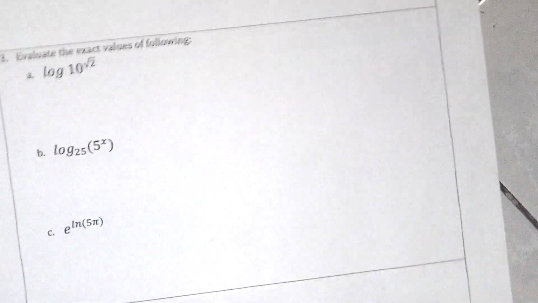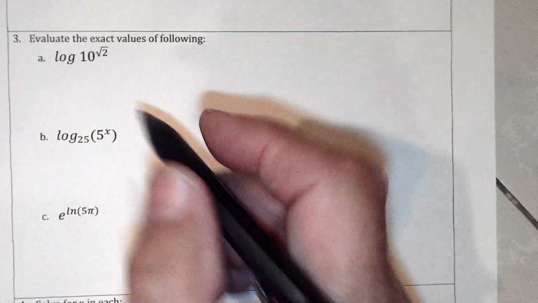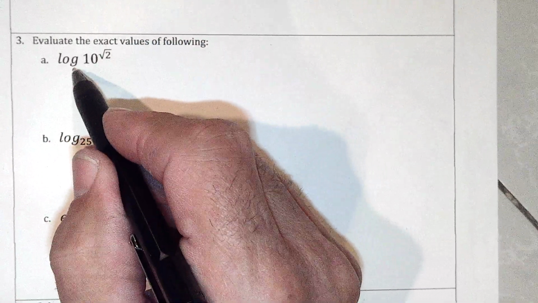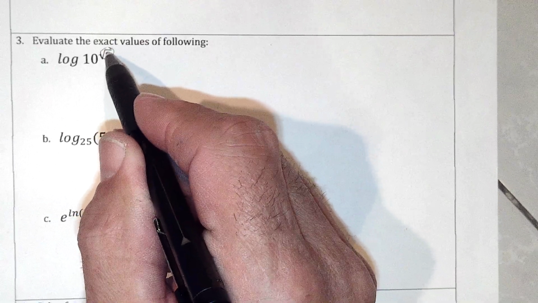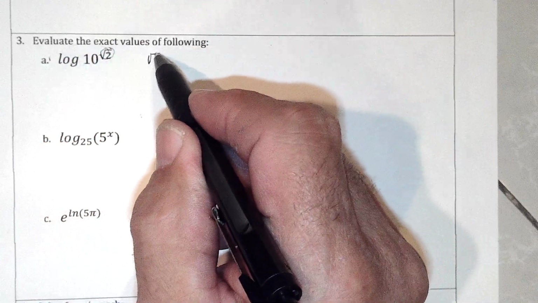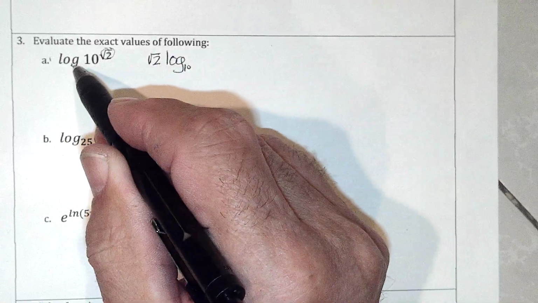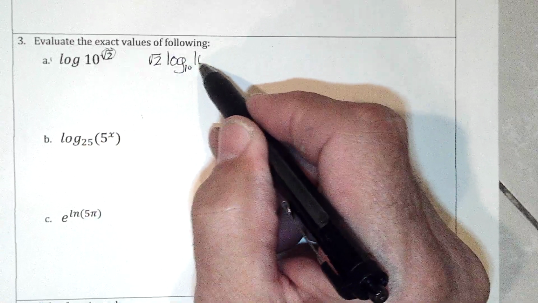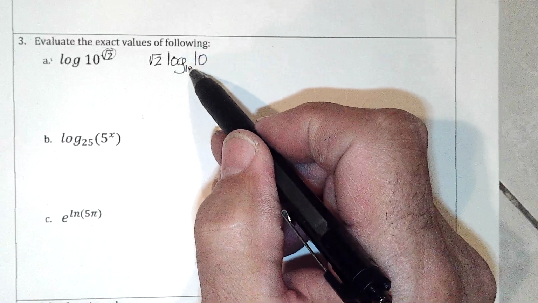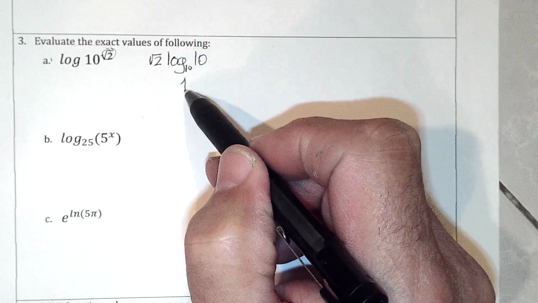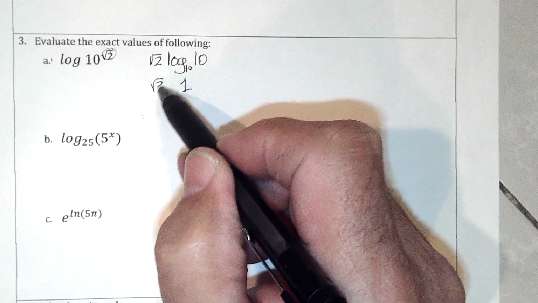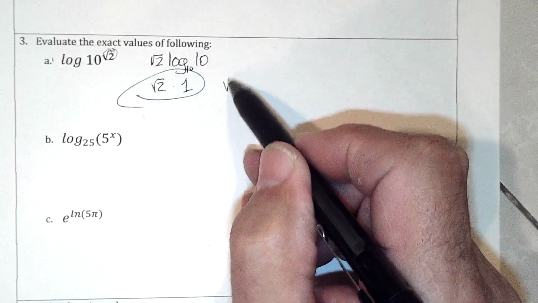Okay, now we're on to three. Log, this is a power, so it can come down and make it square root of 2 times log base 10, which is understood because I didn't say it, of 10. And to what power did I take 10 to get 10? That's a 1 times the square root of 2 would be an exact answer, square root of 2.